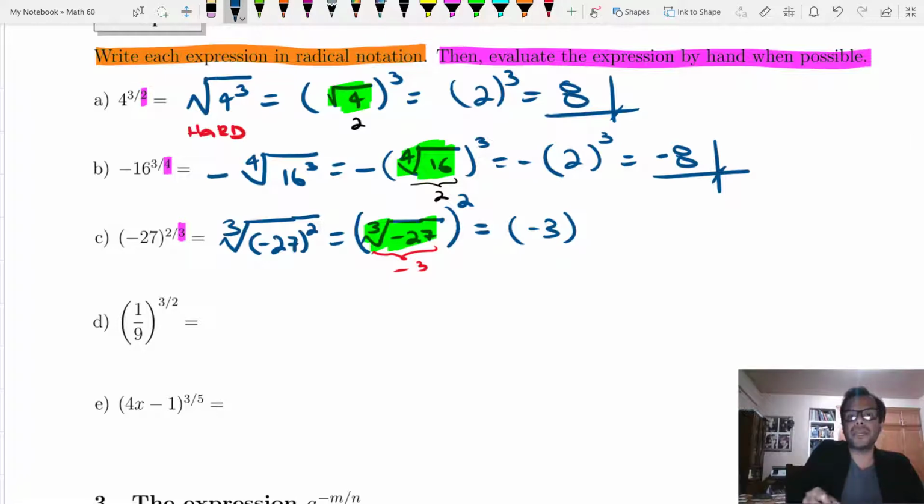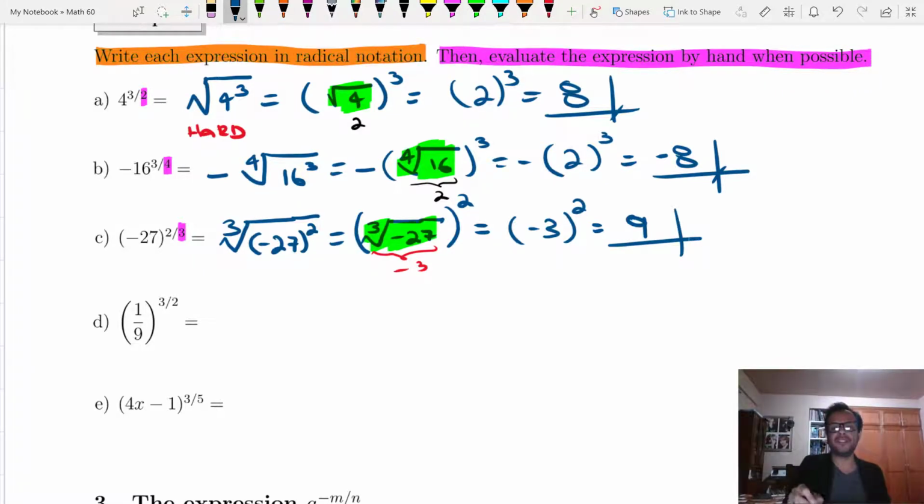And that negative 3 gets raised to the second power, and that's going to give us a 9. Positive 9. All right? Final answer.